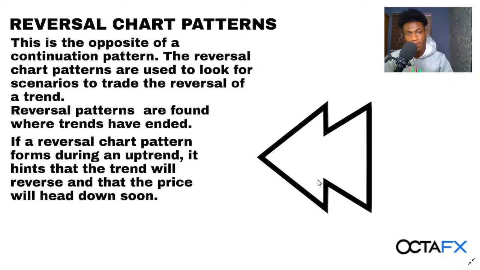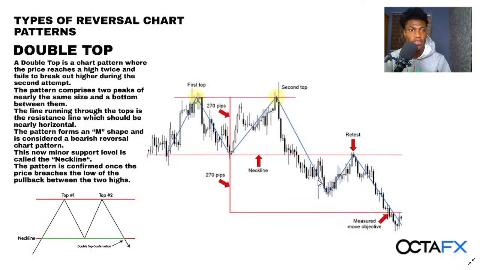We're going to look at the first type of reversal chart pattern, and the first one is the double top, which is very, very popular. The double top reversal chart pattern is where the price reaches a high twice and fails to break out higher during the second attempt. The price reaches the high the first time and the second time, and it fails to break out the second time, so it drops, it returns.